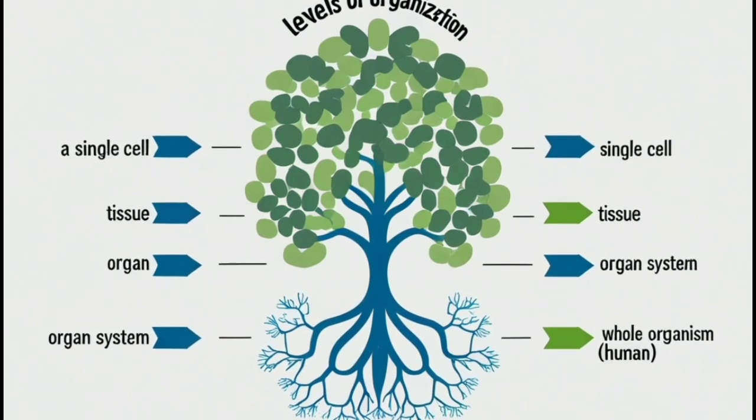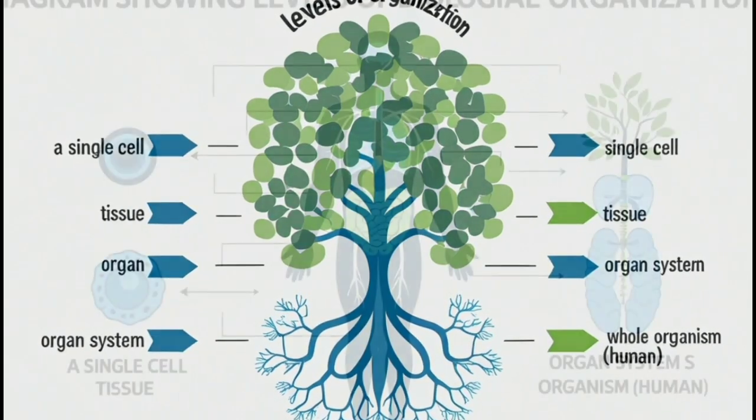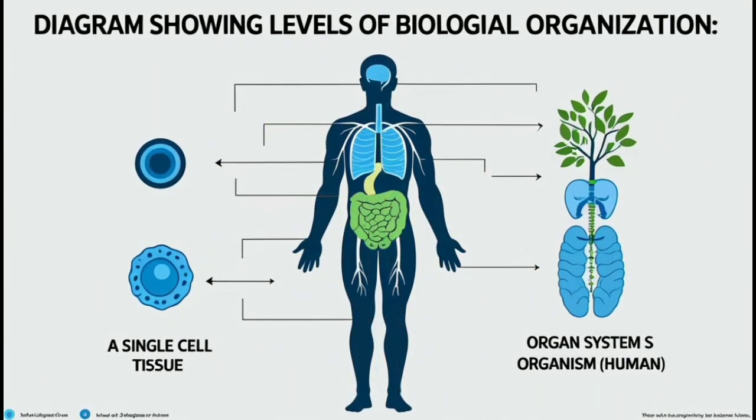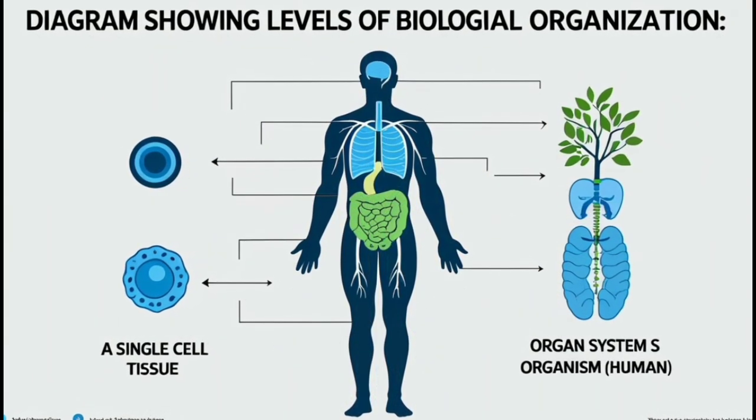But more complex organisms are multicellular and therefore made up of many cells, which can be arranged into tissues. The tissues can make up organs. The organs can be a part of organ systems. These are biological levels of organization.